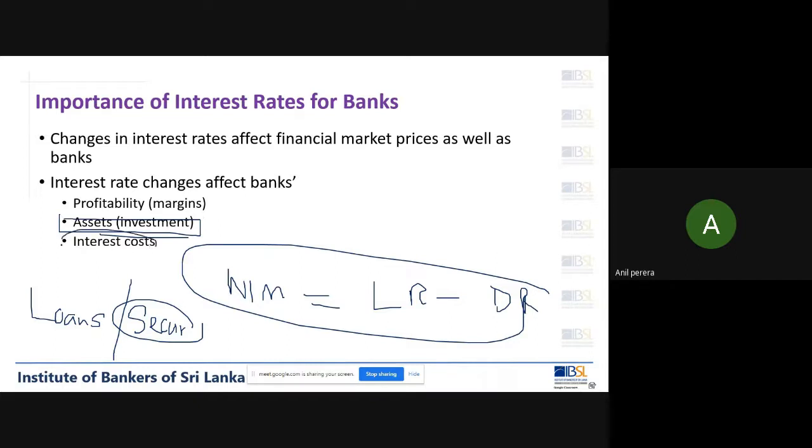And then the cost is affected by this interest rate changes because banks are also borrowers, right? They borrow in the interbank market, they borrow in capital market, they borrow from other institutions. So they also have some interest cost. So that interest rate cost will change when the interest rates are changing in the economy. So banks, their main variable, their most important variable is the interest rates.